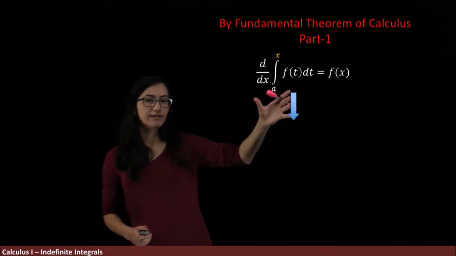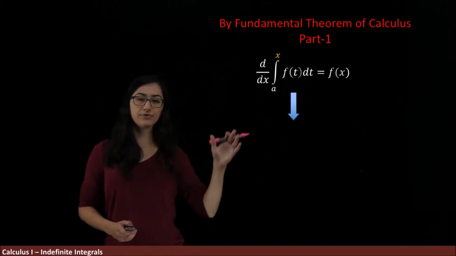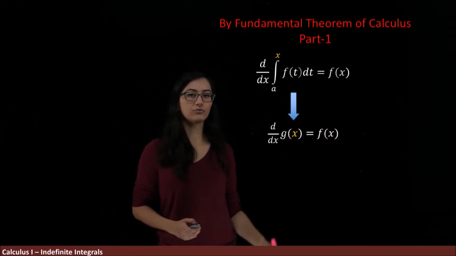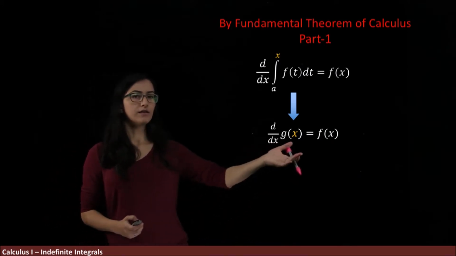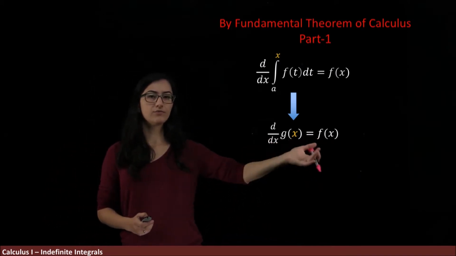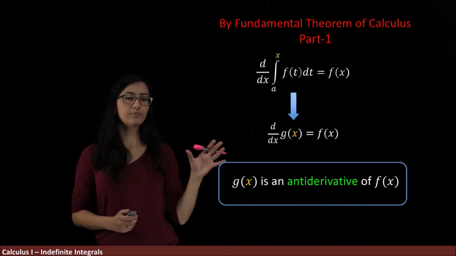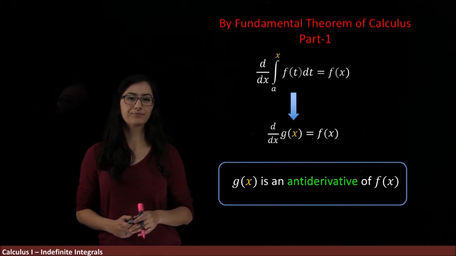So we can rewrite this as, if I call this function g of x, I can rewrite this expression as the derivative of g of x is going to equal f of x. But this means that the antiderivative of f of x is g of x, right? Remember from section 4.9 when we talked about antiderivatives.